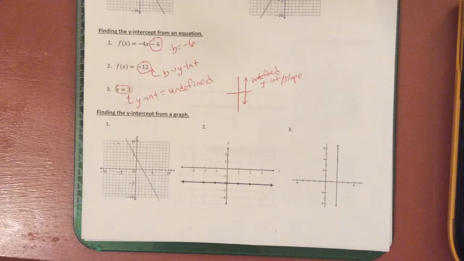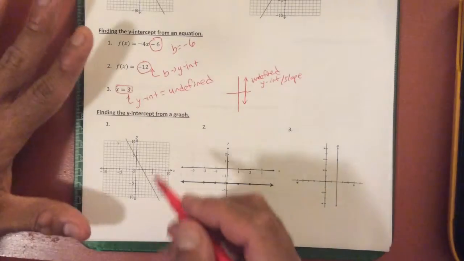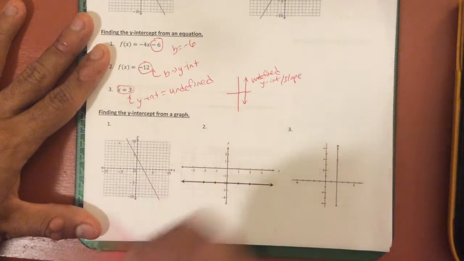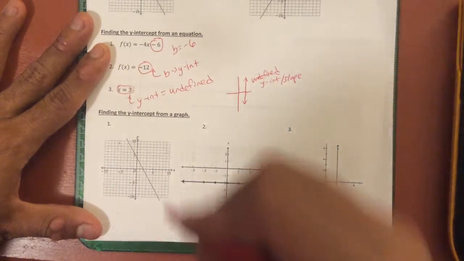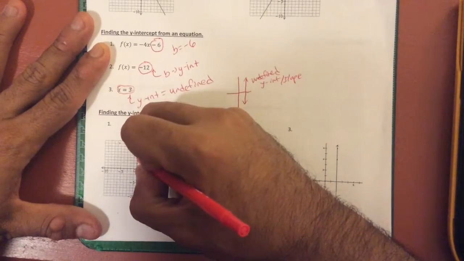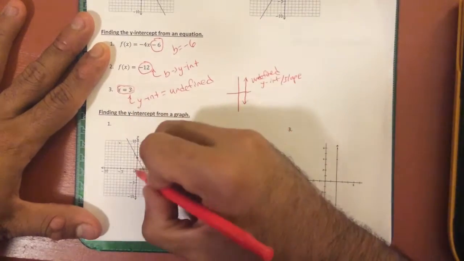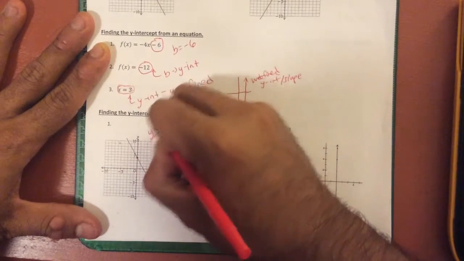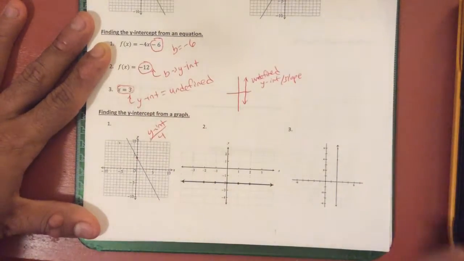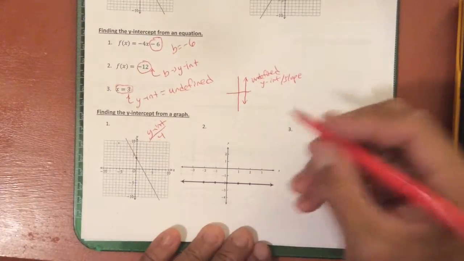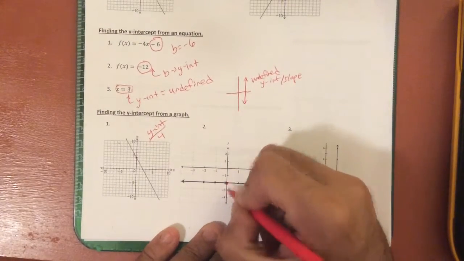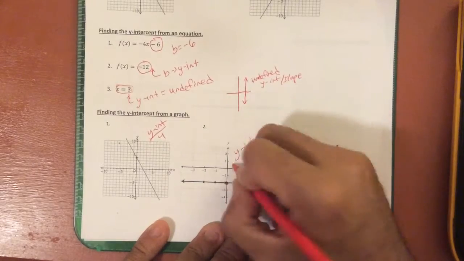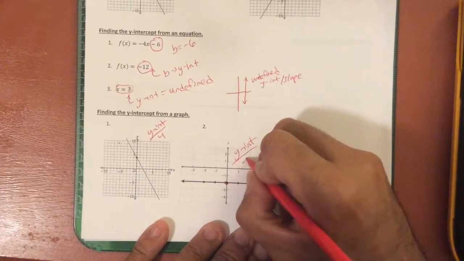Okay, moving on. Finding the y-intercept from a graph. If you look at the graph, it's basically where the line touches the y-axis. So for number 1, it will be right here. And that will be 1, 2, 3, 4. So the y-intercept is 4. For number 2, the y-intercept is at -2. Okay, remember, it's where it crosses the y-axis.